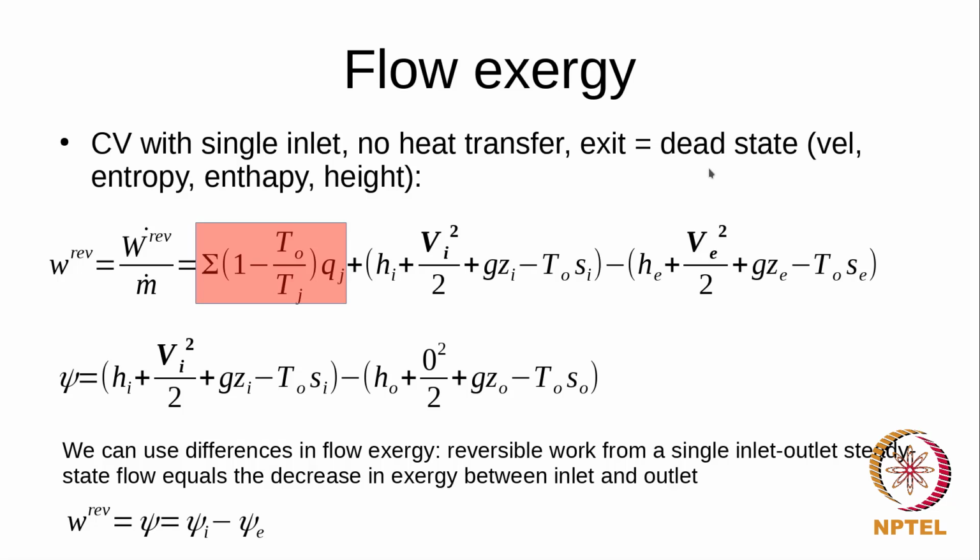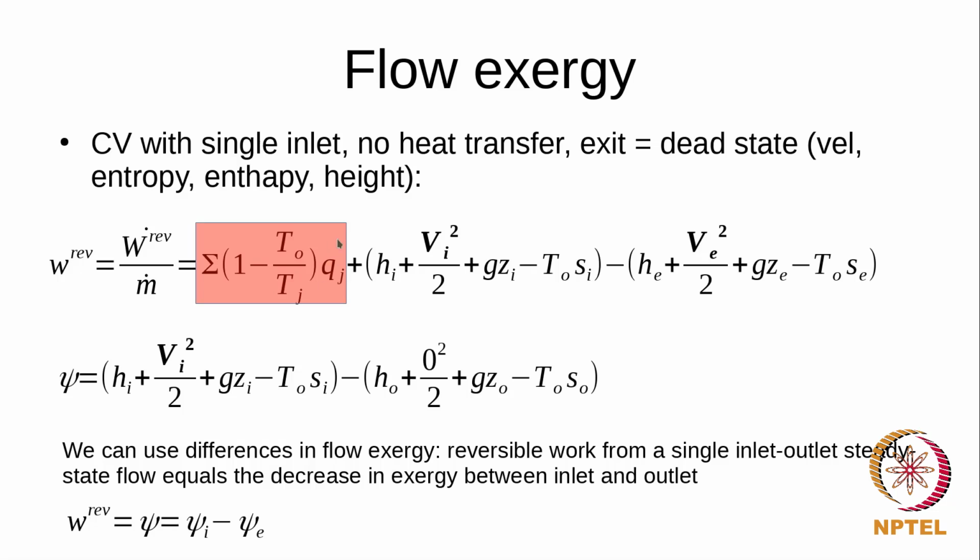The entropy is whatever is the entropy of the substance in the surroundings. The enthalpy is the enthalpy of whatever is the surroundings. The height at which this liquid goes out is at the ground level. So if we have all of this, then we can extract out the most work from the fluid which is going into this control volume.